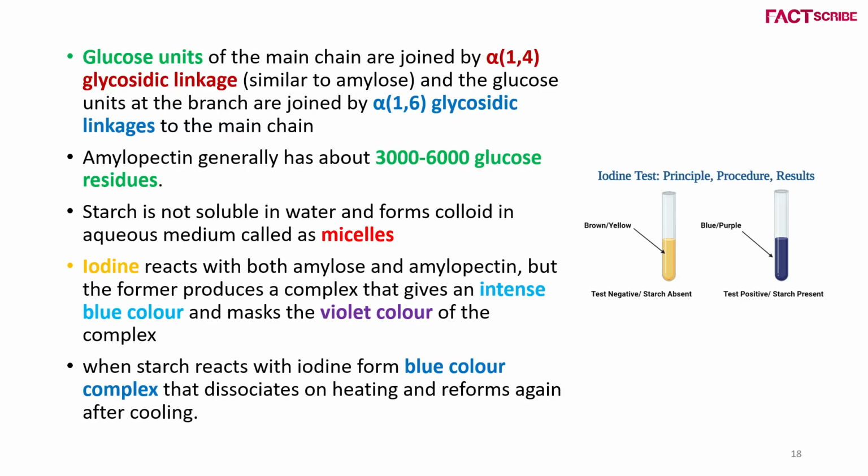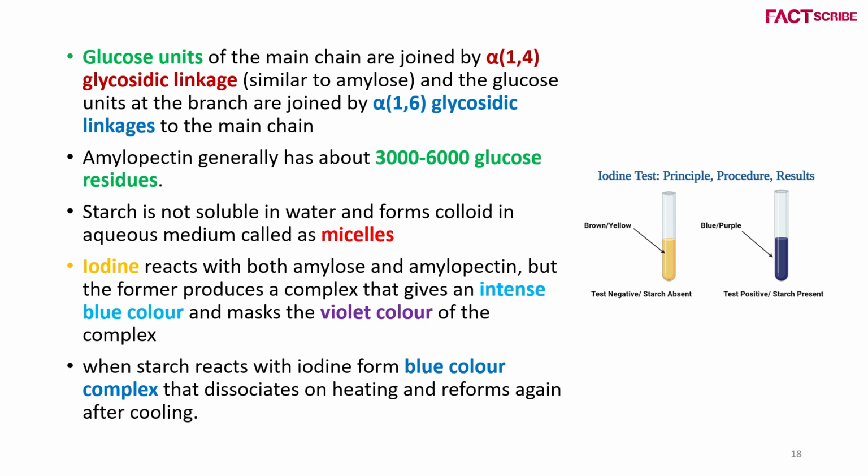The glucose units of the main chain in amylose are joined together by alpha 1,4-glycosidic linkage, and the glucose units at the branches in amylopectin are joined to the main chain by alpha 1,6-glycosidic linkage. Amylopectin consists of 3,000 to 6,000 glucose residues. Starch is not soluble in water, and it forms colloids in aqueous medium called micelles.